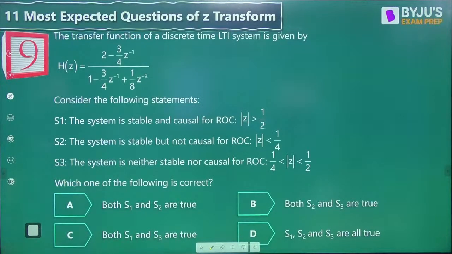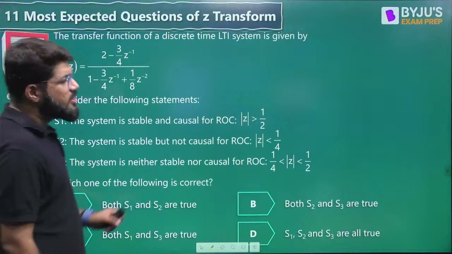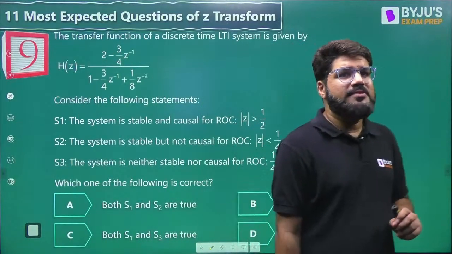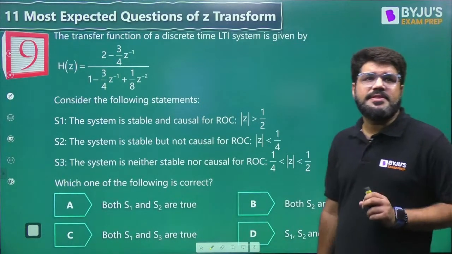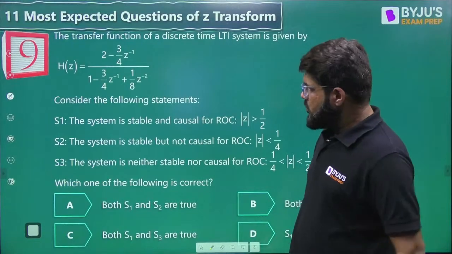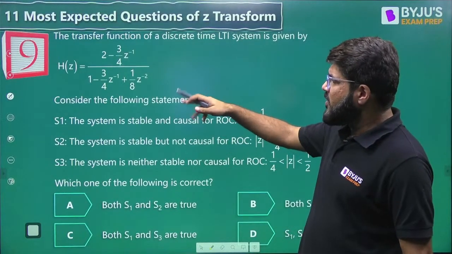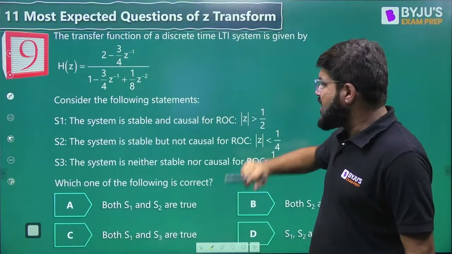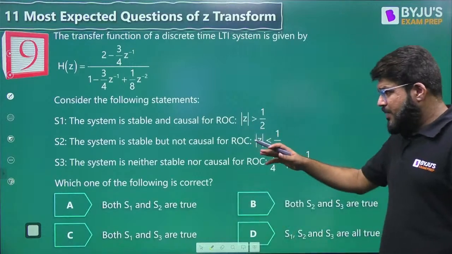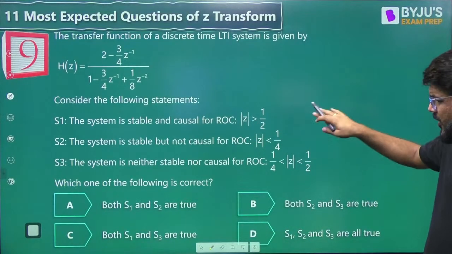The question number 9 is now ready on your screen. The transfer function of a discrete time LTI system is given to you: 2 minus 3 by 4 z inverse upon 1 minus 3 by 4 z inverse plus 1 by 8 z power minus 2. The system is stable and causal, or not stable, not causal, for the different ROCs.